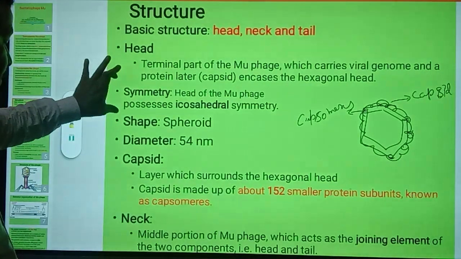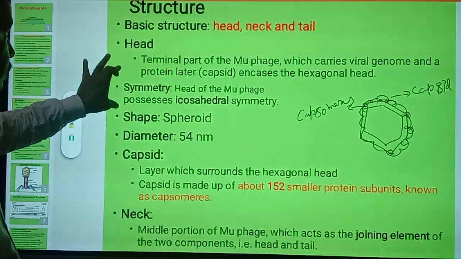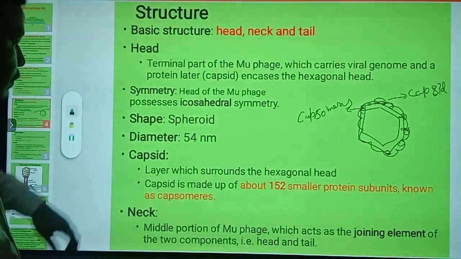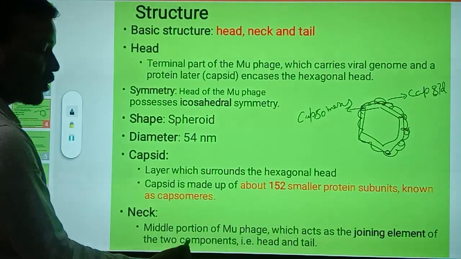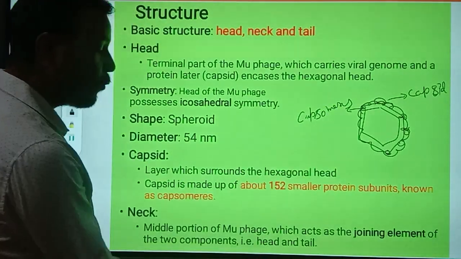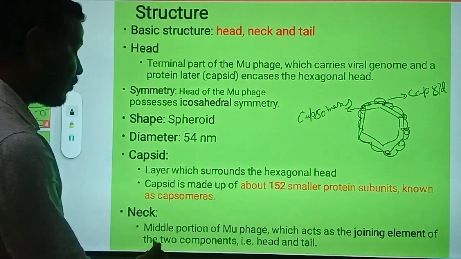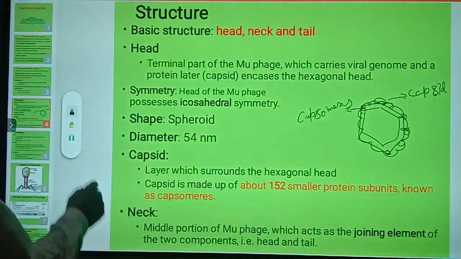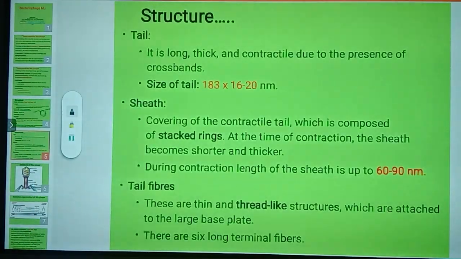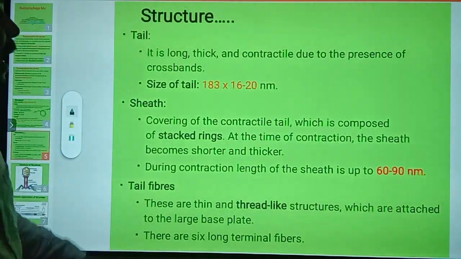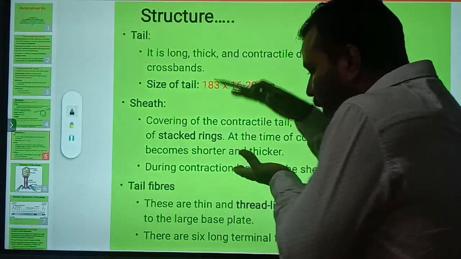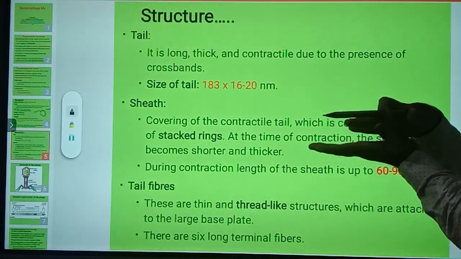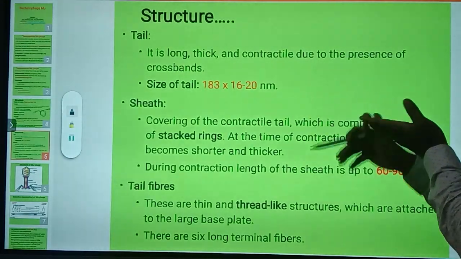The neck is the middle portion of the mu phage, which acts as the joining segment of the two components, that is head and tail. It is long, thick and contractile, like a string. It is contractile in nature because they have to inject their genetic material into the host. So that's why it is contractile in nature.